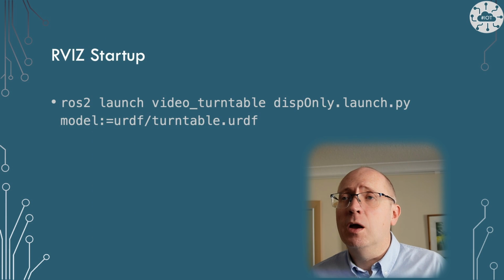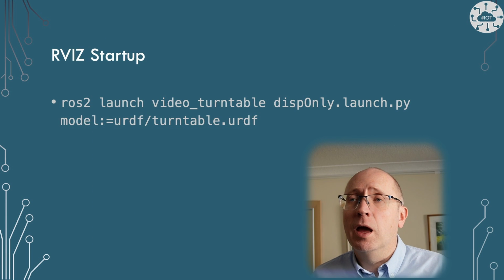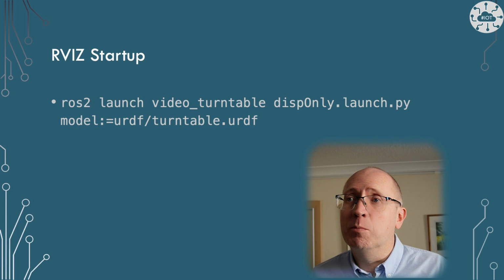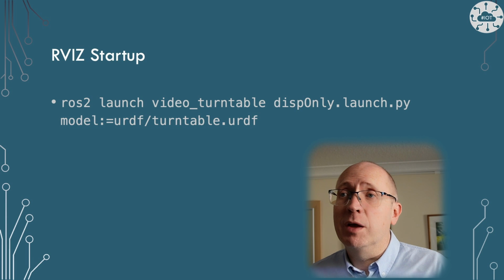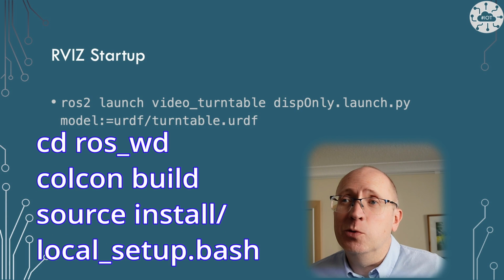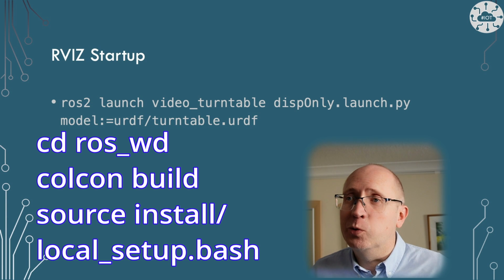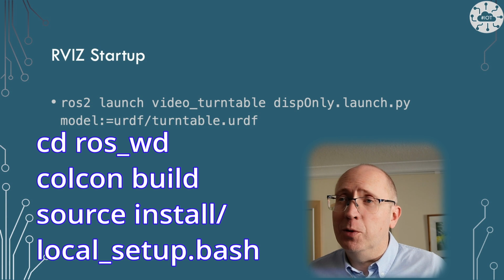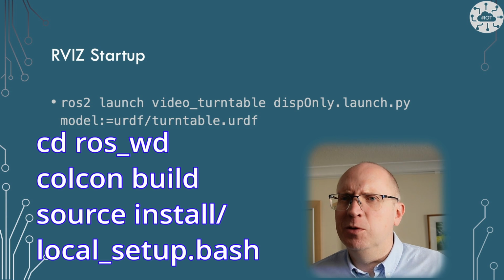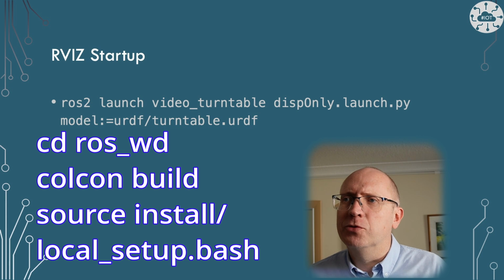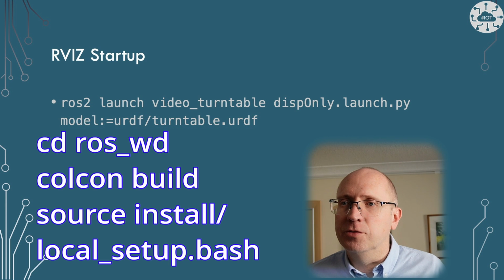I'm going to launch the RViz simulation of my robot using the ROS2 launch display only function there within my video turntable. Obviously you need to source the environment. In fact, from the code that I've put in GitHub, you also need to do colcon build to actually build that environment up. It'll take a few seconds just to give you your local ROS2 environment and then be able to launch up and run that visualization.